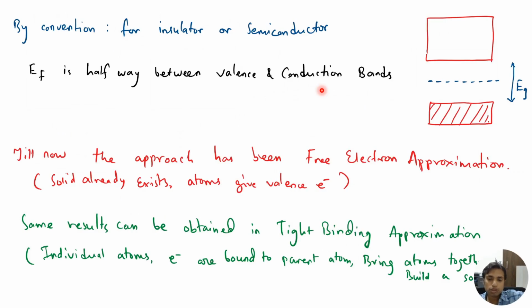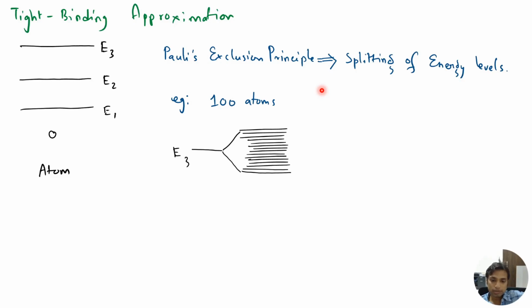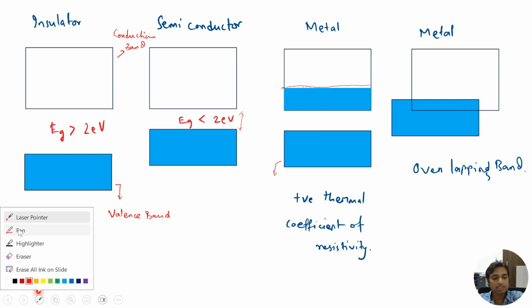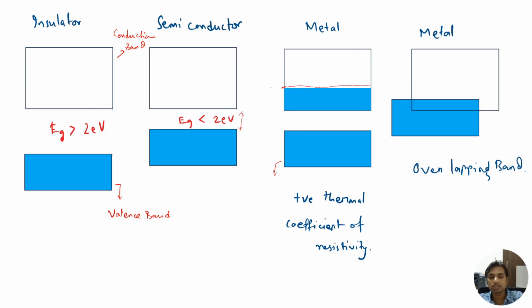Now we have talked about something called Fermi energy, and we have said that it is the highest occupied energy level. For example, in the case of a metal, what is the highest occupied energy level? The highest occupied energy level is here, EF. So this will be EF.